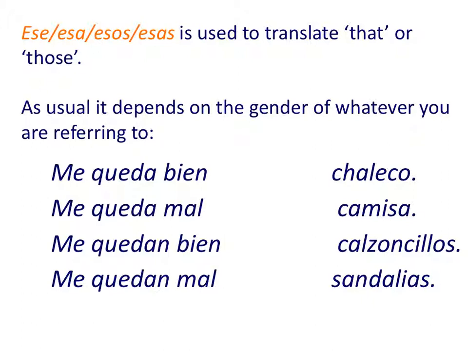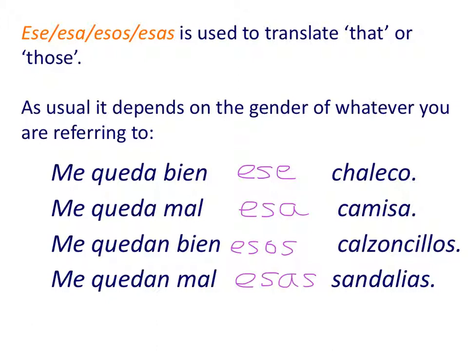So, me queda bien ese chaleco, because chaleco is masculine and singular. Me queda mal esa camisa, because camisa is feminine and singular. Me quedan bien esos calzoncillos, because calzoncillos is masculine and plural. Me quedan mal esas sandalias, because sandalias is feminine and plural.